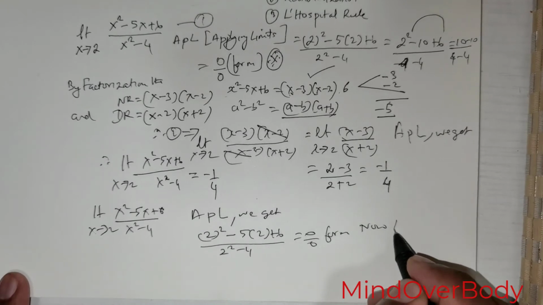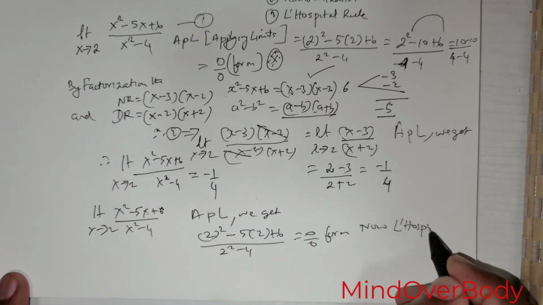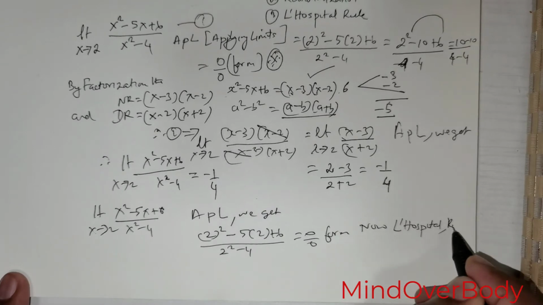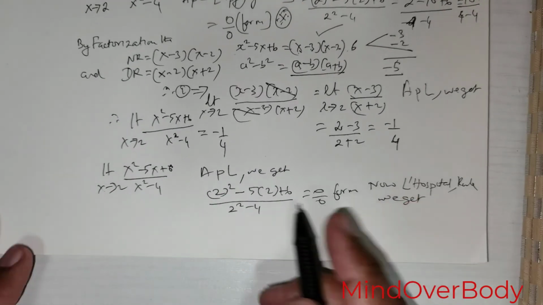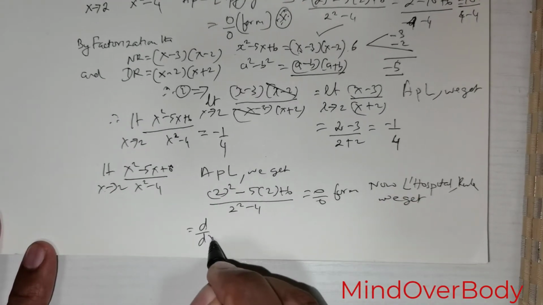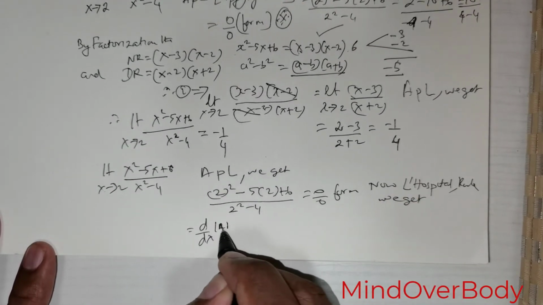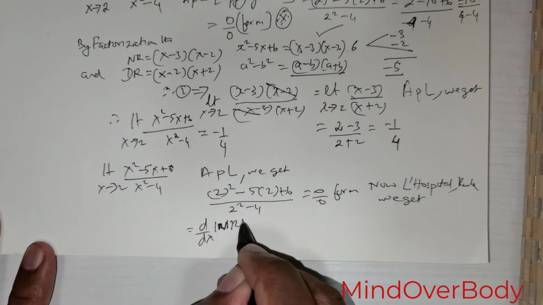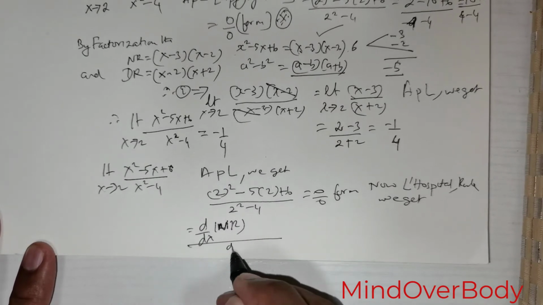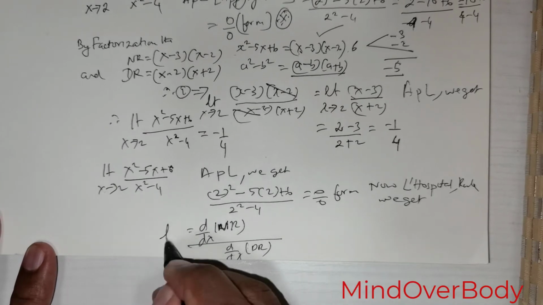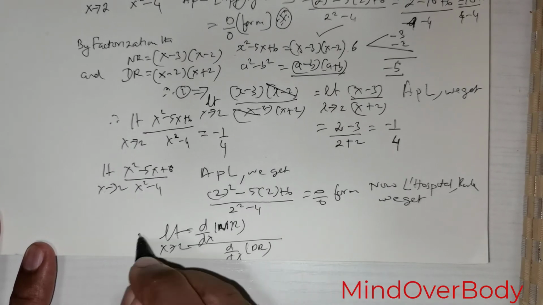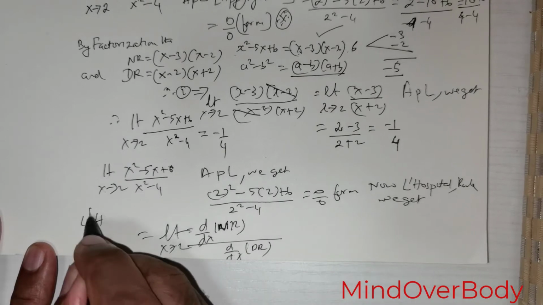Now by L'Hopital's rule, what is the L'Hopital rule? It's simple. We differentiate the numerator exclusively, and we divide it by the differentiation of the denominator, and then we apply the limits. This is what L'Hopital's rule is.